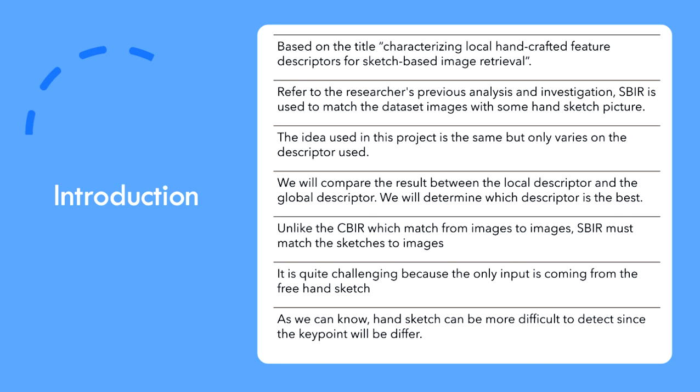So basically, SBIR or Sketch-Based Image Retrieval is a system that matches a dataset of images with a sketch input picture, so that we have to sketch the object that we want, and the system will extract the feature from the descriptor that we use and detect what object that we sketched earlier. So the idea used in this project is the same but only varies on the descriptor used.